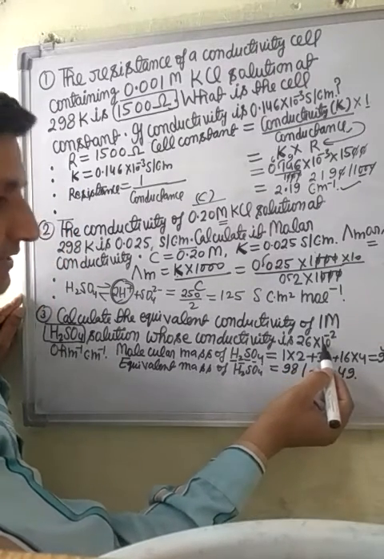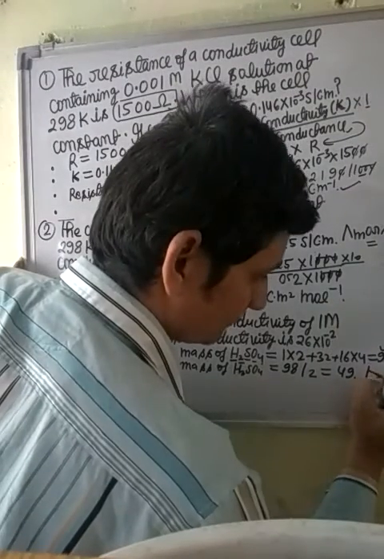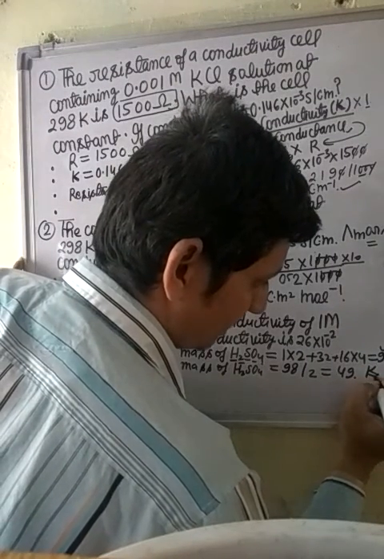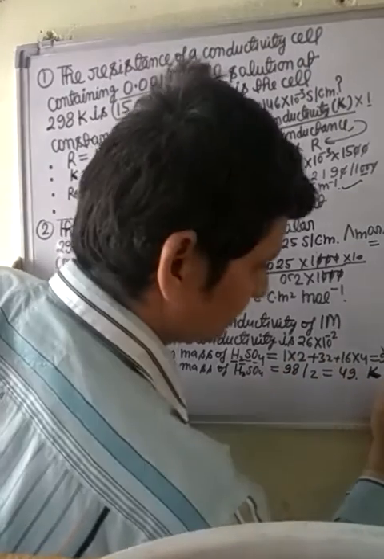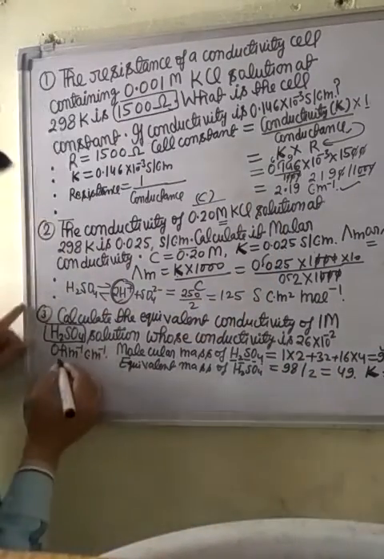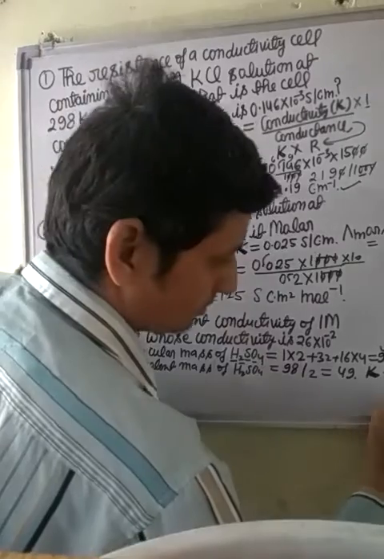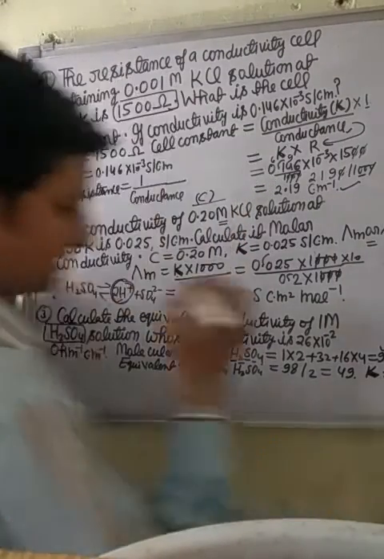Now in this question, the conductivity is 26. This is conductivity, this is given kappa. In this question kappa is given, conductivity kappa is equal to 26 into 10 to the power minus 2 ohm inverse centimeter inverse.